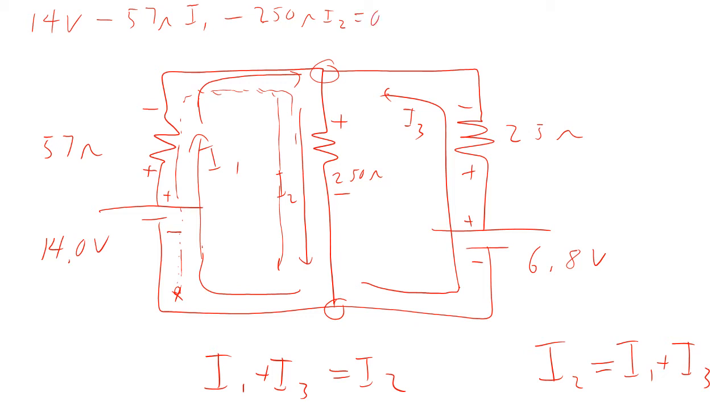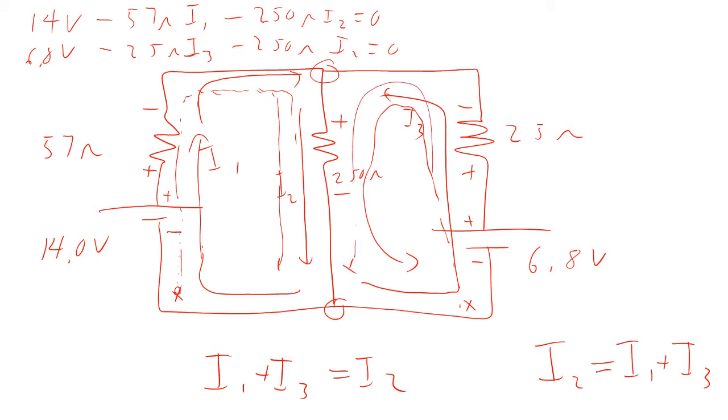For my other loop, I'm going to start in the lower right-hand corner, and I am going to go counterclockwise. Now, it doesn't really matter. You can do it the other way if you wanted to, but I'm going to do it that way. I'm going to get 6.8 volts minus 25 ohms times I3, which is what I said was going through there, minus 250 ohms I2.